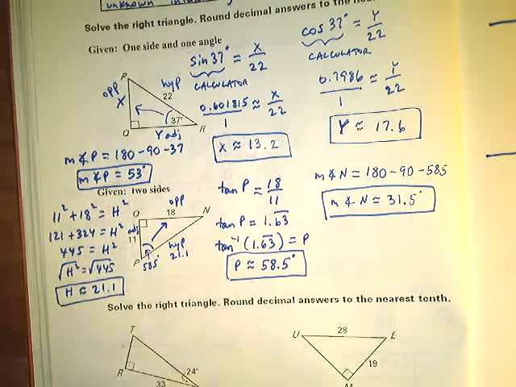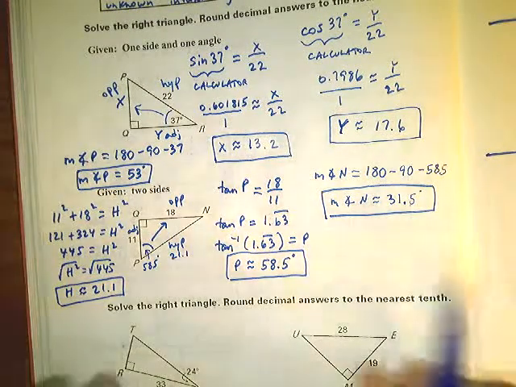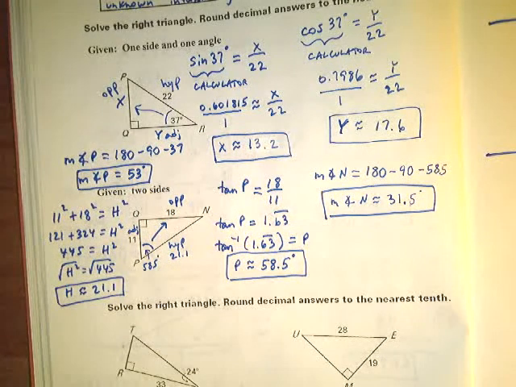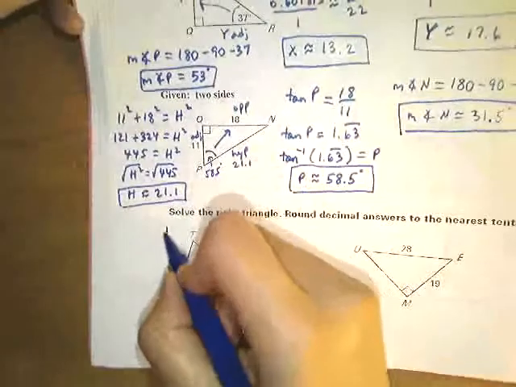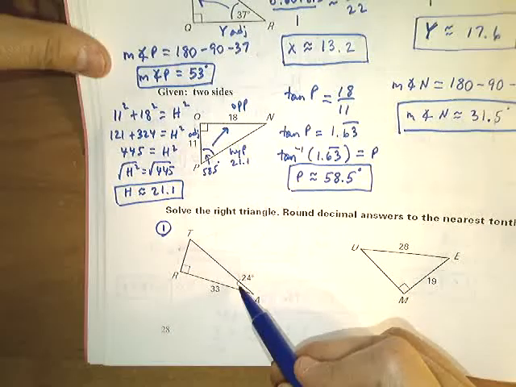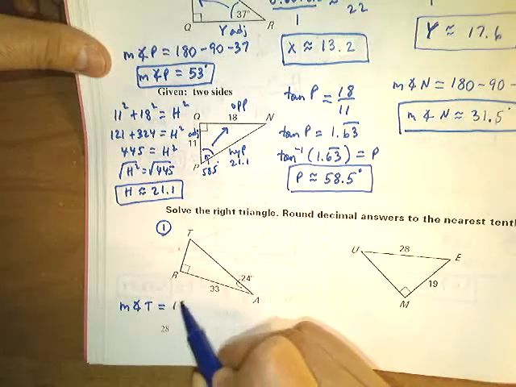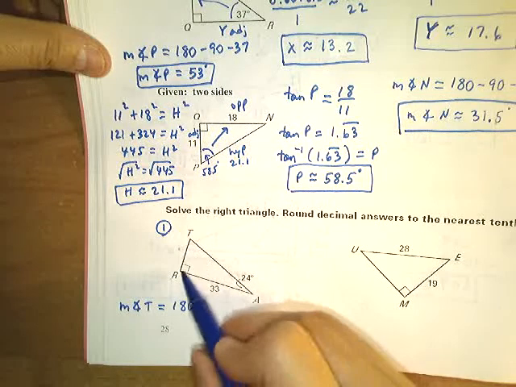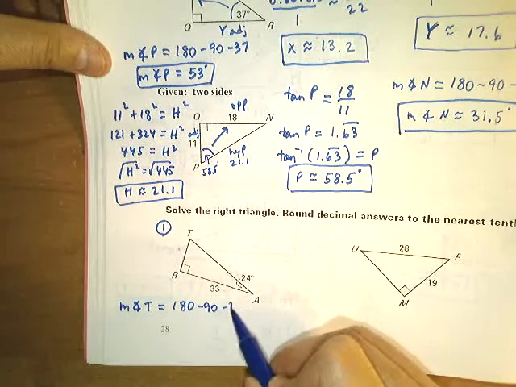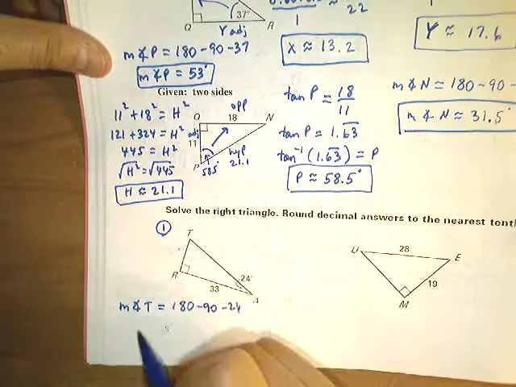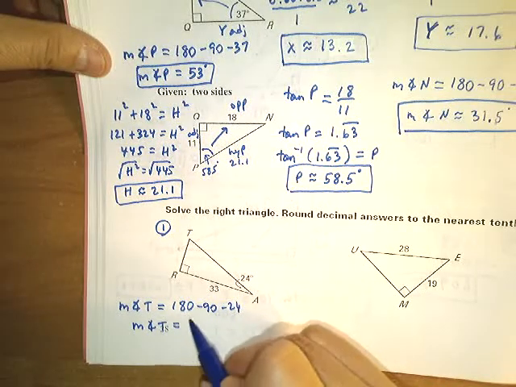So, let's see here. The last two examples down here at the bottom of the page, again, there's different ways of going about these. For the first one, let's call that number 1. Since this is 24 degrees, I should easily be able to find the measure of angle T by taking 180. If all three of these are 180 total, I could take 180 minus 90, which is this corner, minus 24, which is that corner, and what remains will be the measure of angle T. So the measure of angle T is 66 degrees.